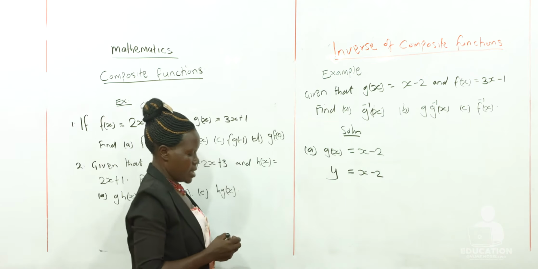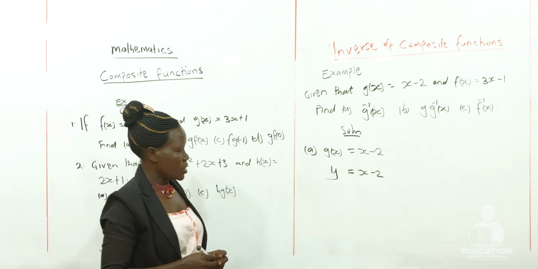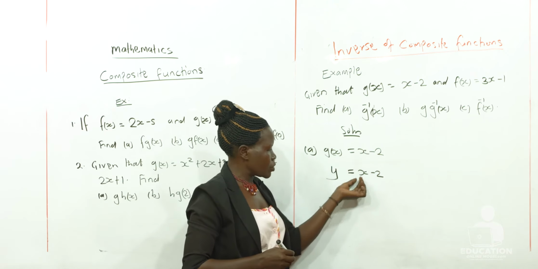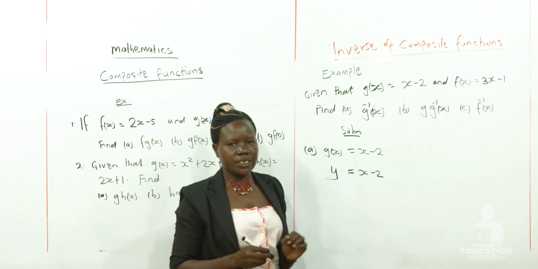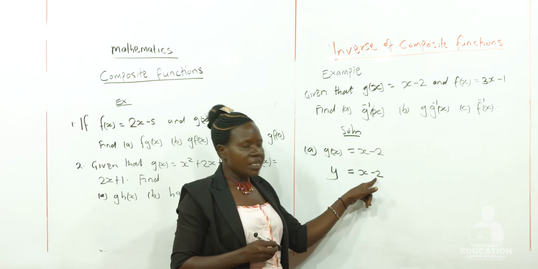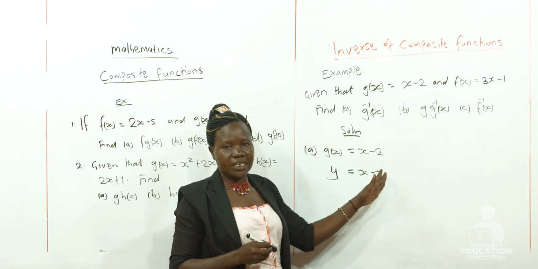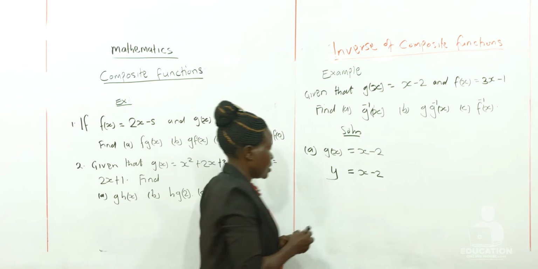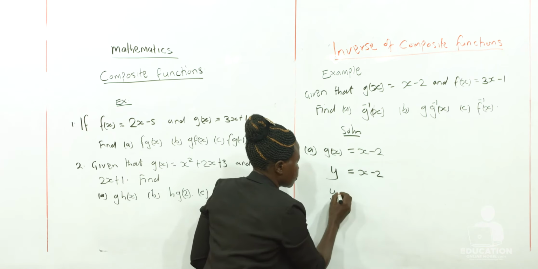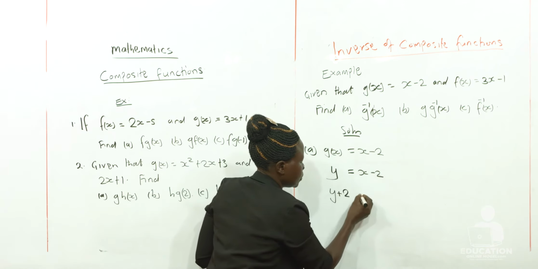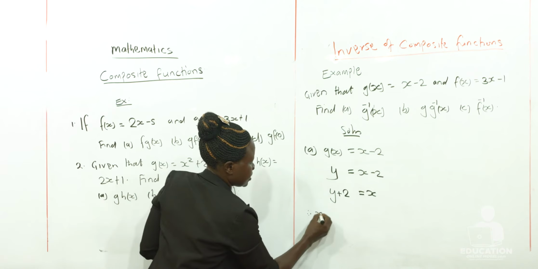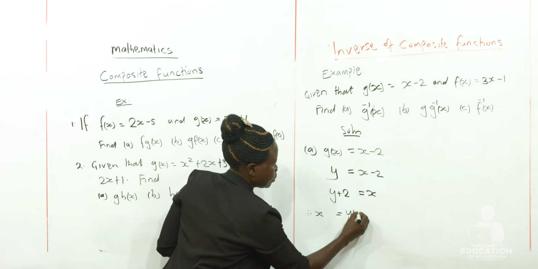And from there, that is now where you are going to interchange. So you simply make x the subject. If you make x the subject, it means you are going to eliminate the negative 2 from the other side, and it comes to the side of y so that you leave x alone. So you will have y, when negative 2 crosses the equal sign, it changes to a positive 2, equals x. Therefore, x equals y plus 2.